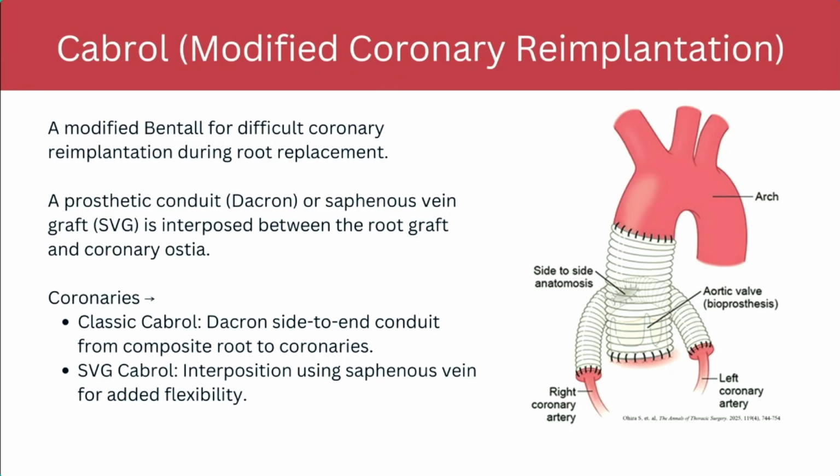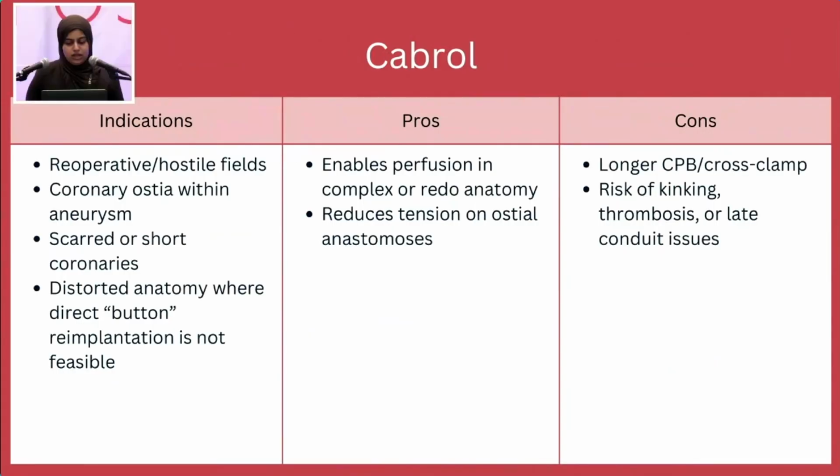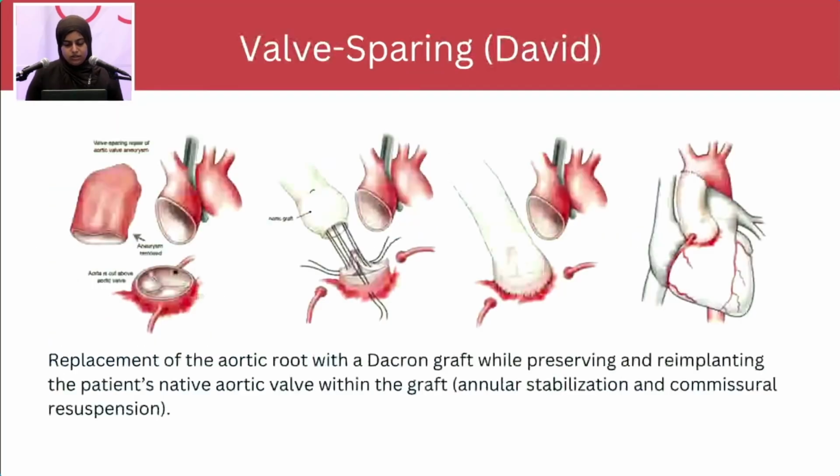The Cabrol technique is used when direct coronary reimplantation is not feasible, using a Dacron graft conduit or SVG graft to connect the coronaries to the root. The Cabrol procedure allows reliable coronary perfusion in complex anatomy, but increases operative time and carries a risk of graft complications.